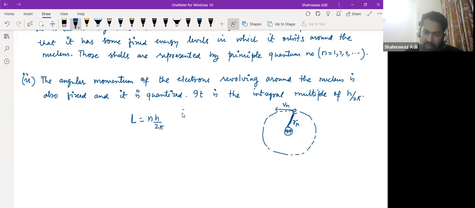And this h by 2 pi is also sometimes represented by h cut. So if you see this thing, don't get confused, but this is also represented that way. This is nh by 2 pi. And from rotational mechanics, do you guys remember what the angular momentum is? If this is Rn, the perpendicular distance, and this is Vn, what is the angular momentum?